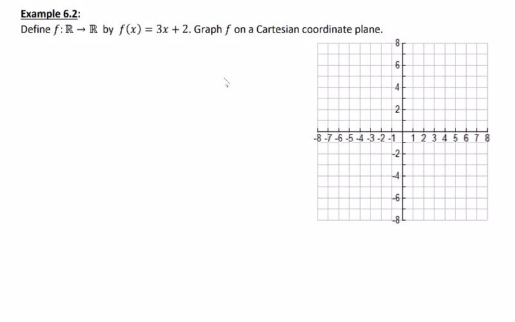In example 6.2, we'll be looking at a function f. F is defined for us here as having a domain of all real numbers, and the equation is f of x equals 3x minus 2. So looking at this equation, I can certainly see that it takes on the mx plus b form. So I'm going to say f is a linear function.